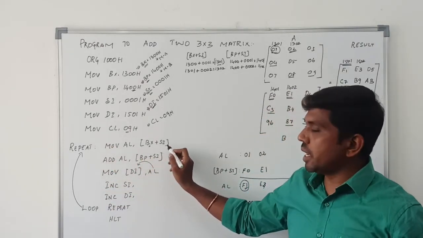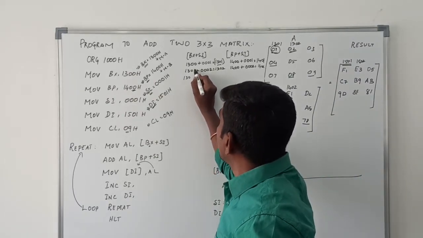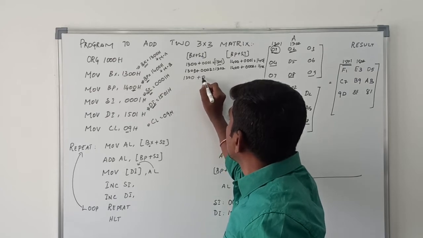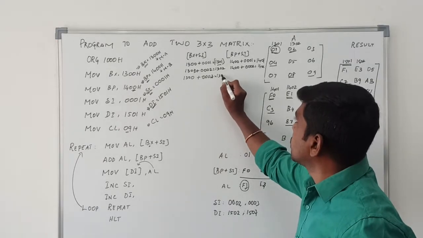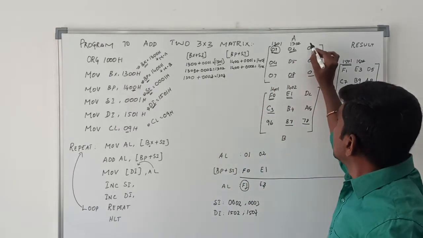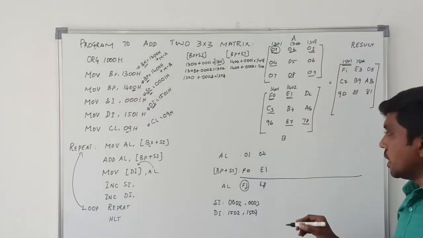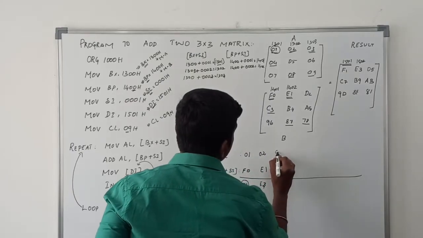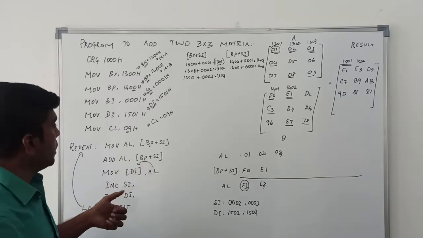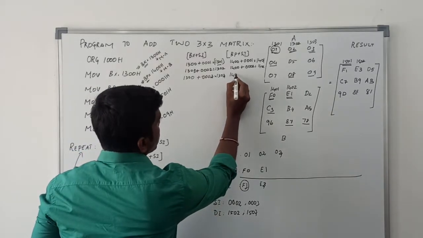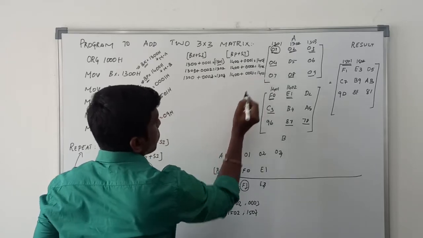MOV AL, [BX+SI]. So BX value is 1300 plus 0003. Just adding these two contents, 1303. Then in this memory location 1303, whatever value is present, this content is transferred to the AL register. Now AL value is 03. ADD AL, [BP+SI]. So BP value is 1400 plus 0003. The new memory location is 1403.